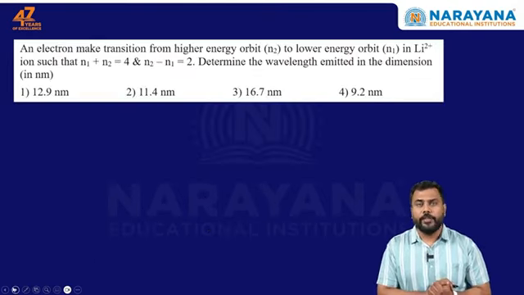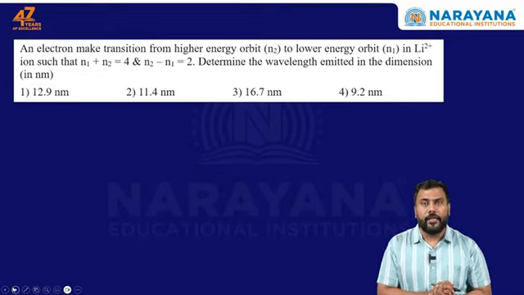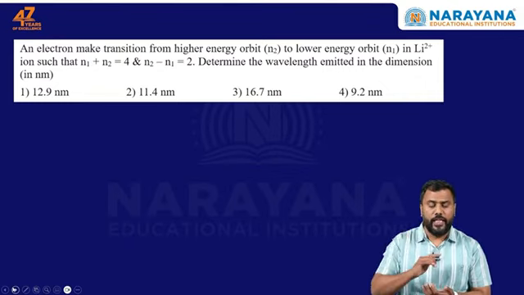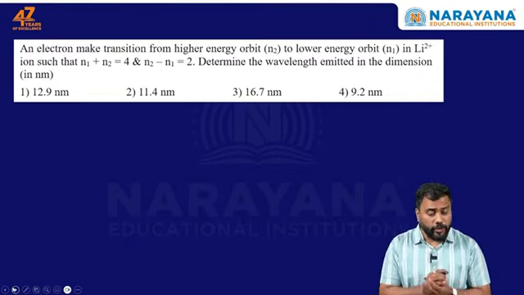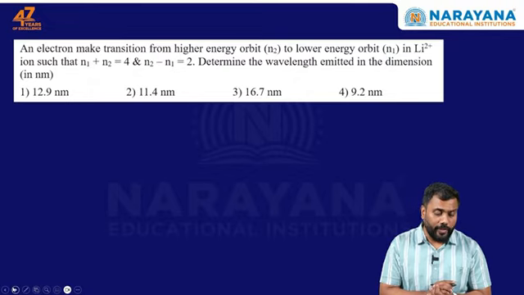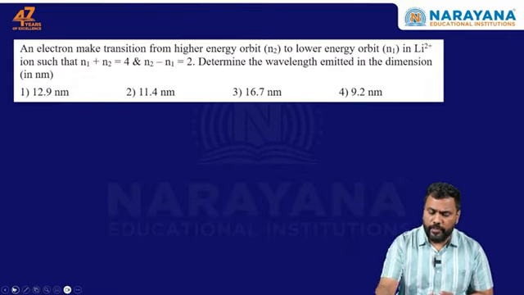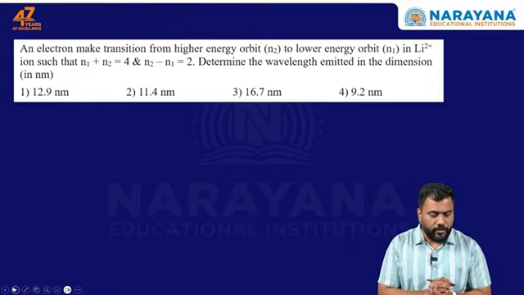The next question is based on modern physics. Here they are giving us a hydrogen like atom Li2 positive, in which electron is transitioning from n equal to n2 to n equal to n1. Some relationship between n2 and n1 are given in form of equation that n1 plus n2 is 4 and n2 minus n1 is 2. We need to determine the wavelength emitted in the emission. Wavelength emitted in this process, please ignore this dimension written, wavelength emitted in this process in nanometer.